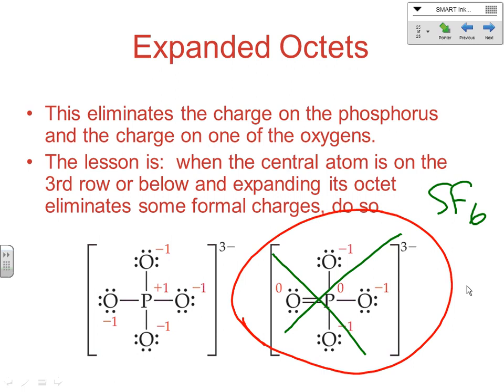So there's the book way to do this, and there's the easy way to do this. When you see more than 4 on the center, it's an expanded octet. When you see you have beryllium or boron, it's going to be a deficit octet.